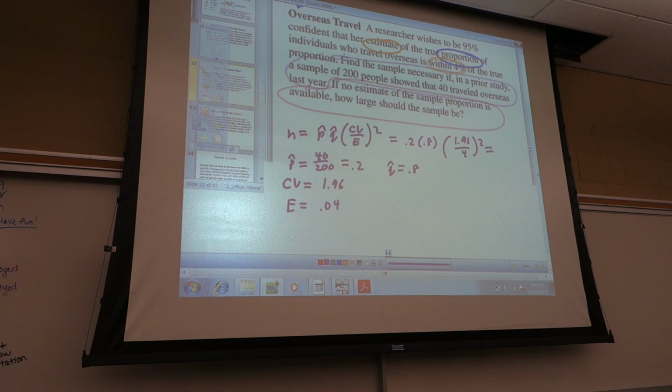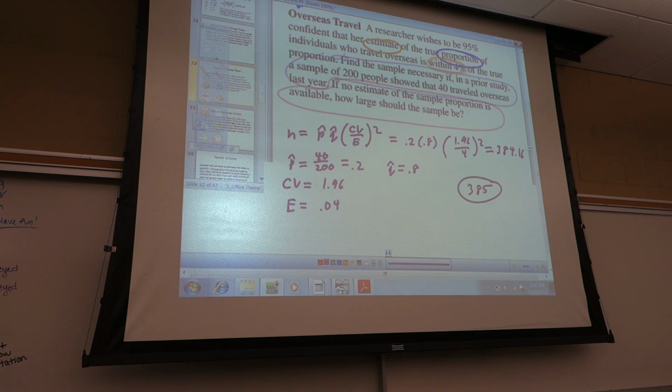Okay, so people should have that. What did you get? I got 384.16 or something like that. Okay, so is this the right answer? Am I done? 384.16? No, you can't ask that many people. You can't ask a portion of a person. What should it be? 385. Good.